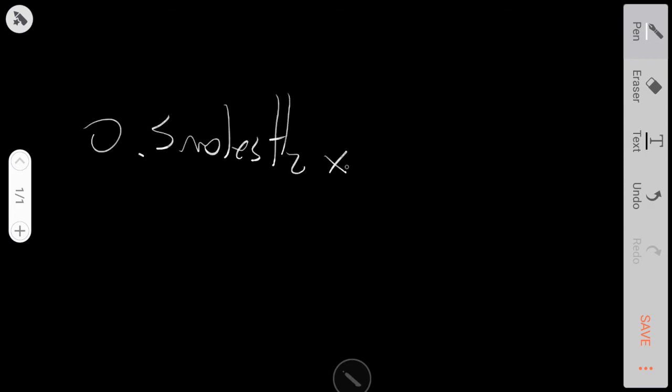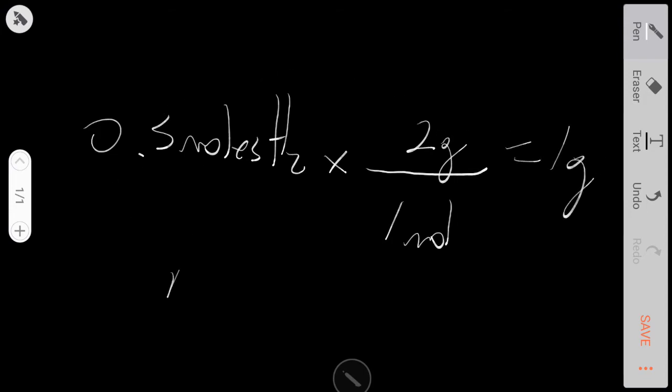Number 19, how many grams are in 0.5 moles of H2? This is a very simple one, but you must consider setting things up correctly. I have 0.5 moles of H2. And I want to convert that to grams. Well, in 1 mole, how many grams do I have? I have 2 hydrogens, so that's 2. I have 2 grams in 1 mole. So 0.5 times 2 is equal to 1. So the answer here is A. Simple, simple, simple.